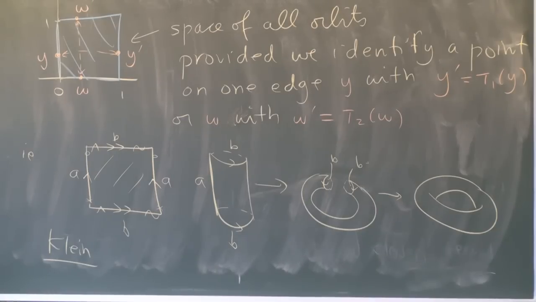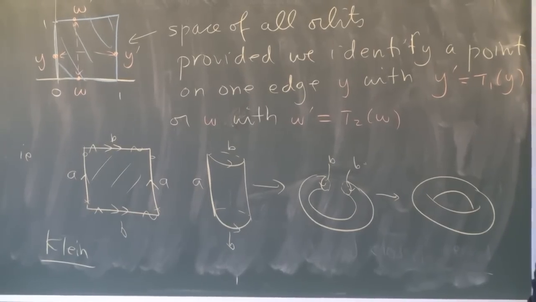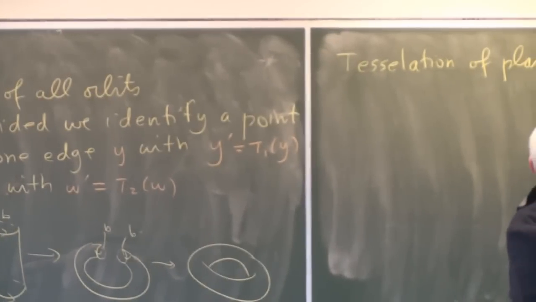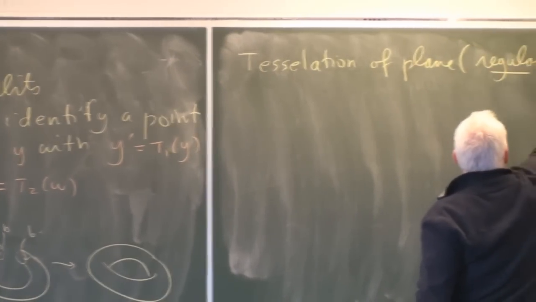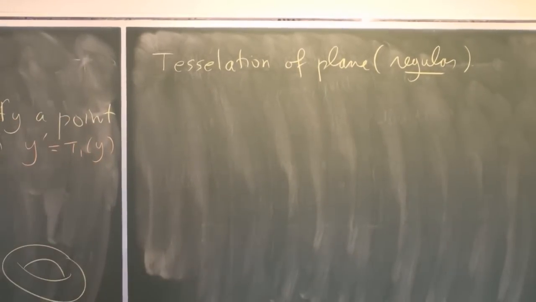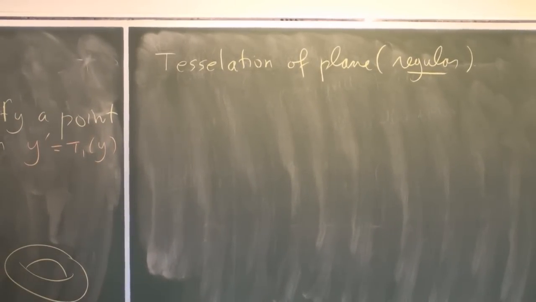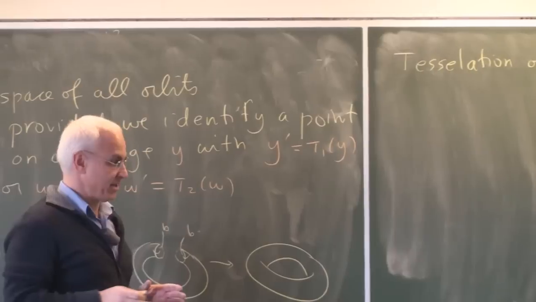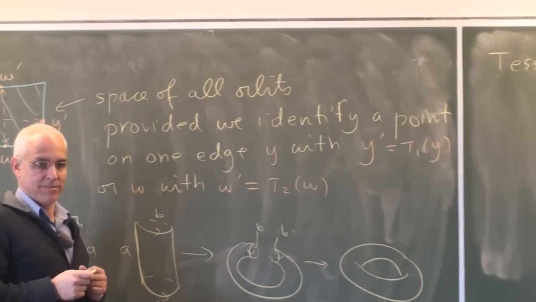So there's some underlying geometry here. The underlying geometry is the idea of the tessellation of a plane. A regular tessellation, let's say. By tessellation we mean where we separate the plane into lots of copies of the same thing. And a regular tessellation means that the fundamental object is a regular polygon.